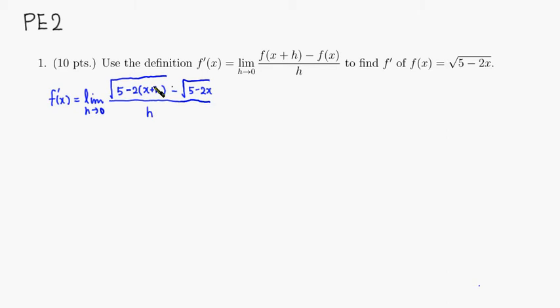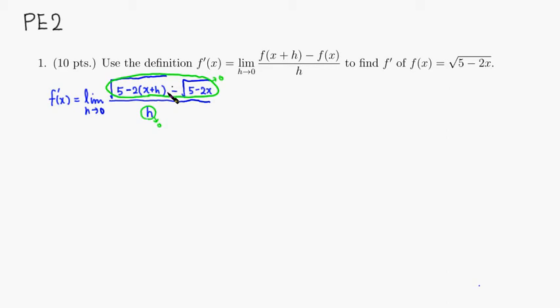You can see that as h approaches 0, the denominator approaches 0 because it is just h. And the numerator, h is going to 0, so it's the square root of 5 minus 2x minus itself, so the numerator also approaches 0. This indicates that you will have a common factor on top and bottom, namely h. But it's kind of difficult to see the factor h in the numerator.